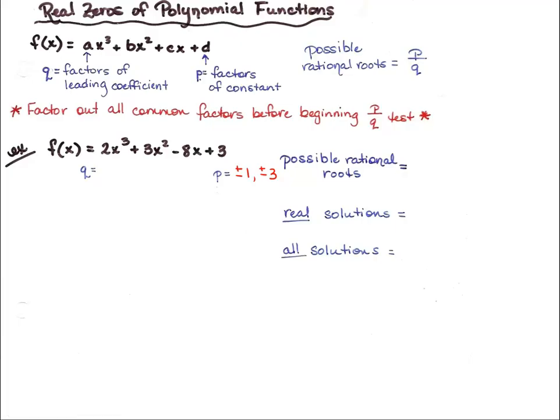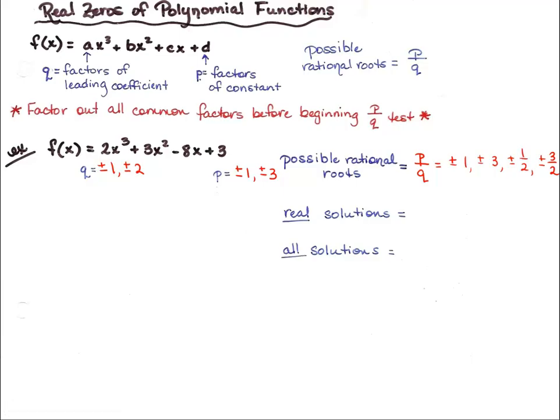So plus or minus 1, plus or minus 3, and then the factors of my leading coefficient are going to be q, and so that would be the factors of 2, so plus or minus 1 and plus or minus 2. So if I put my p's over my q's, then that's going to be 1 over 1 and 3 over 1. And then it's going to be 1 over 2 and 3 over 2. So I would get 8 possible rational roots. Now notice we don't also put our q's over our p's.